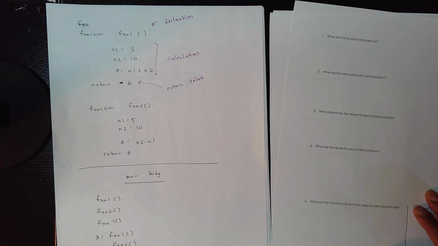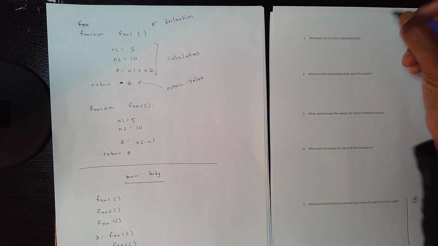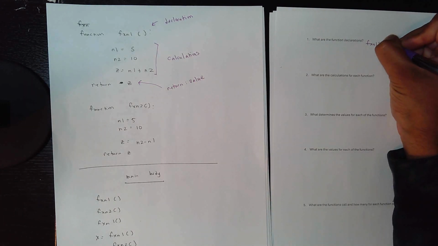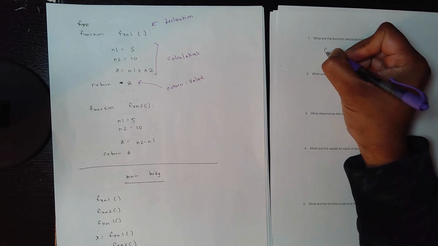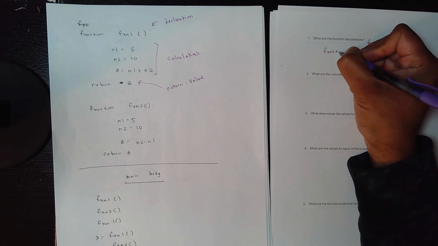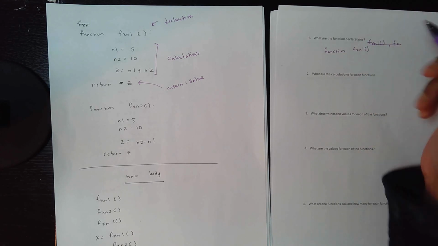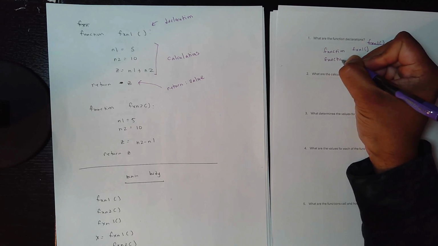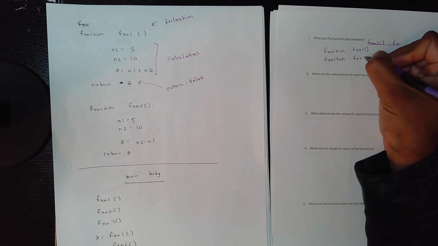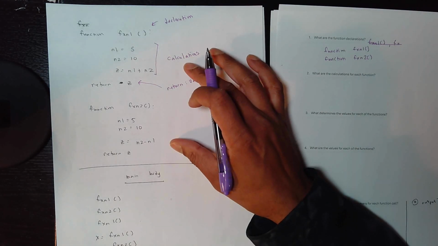So now let's go through this problem, okay? What are the function declarations? My function declarations are here and here. So function 1, again, and then function 2, right? But if you really want to write it out, you really need to write it out as function 1. So you have to write this part out. Function 2.